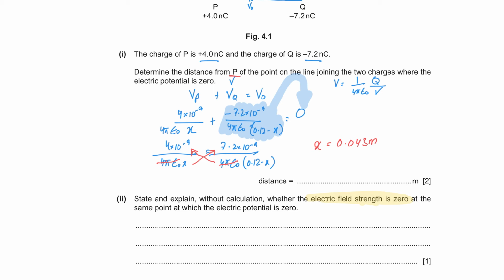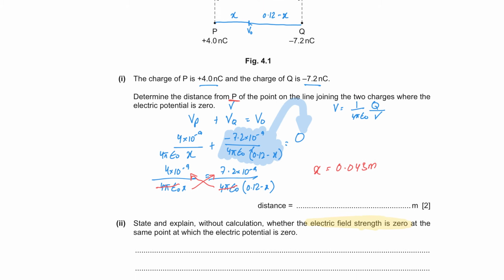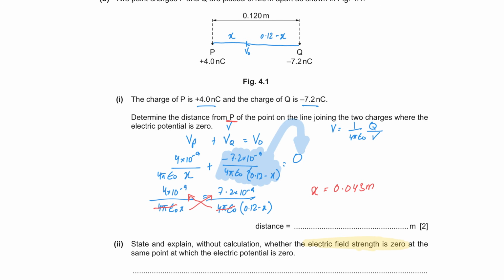A null point can only exist if the two charges have the same polarity. So a null point exists between two positive charges. A null point exists between two negative charges, but not between two opposite charges. So we know for a fact that you can't have electric field strength as 0.